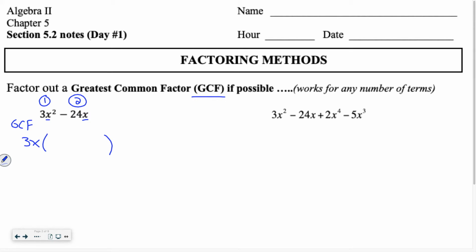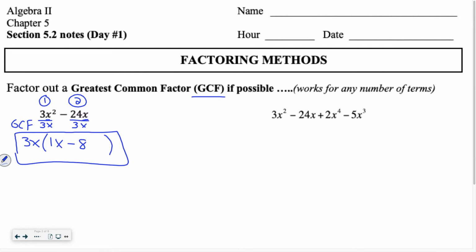So what we'll do is put a parenthesis because everything left over is going to go in the parentheses. So if we divided 3x squared by 3x, 3 divided by 3 is 1. x squared divided by x is x. Do the same thing for our second term. We divide by 3x. 24 divided by 3 is 8, so it's minus 8. And x divided by x disappears because x over x cancels. So it's kind of like undoing the distributive property. So this is our factored form.